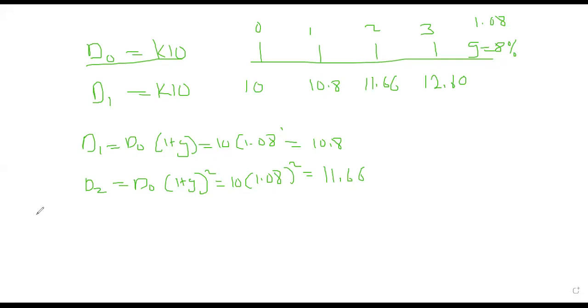If that's clear, tell me, how do we get to D3? There are two ways of getting D3. It's 10 times 1.08 to the power 3. So we found 12.597. We can also do 1.08 to the power 3, then multiply by 10. What do we get? 12.597, which is about 12.60.